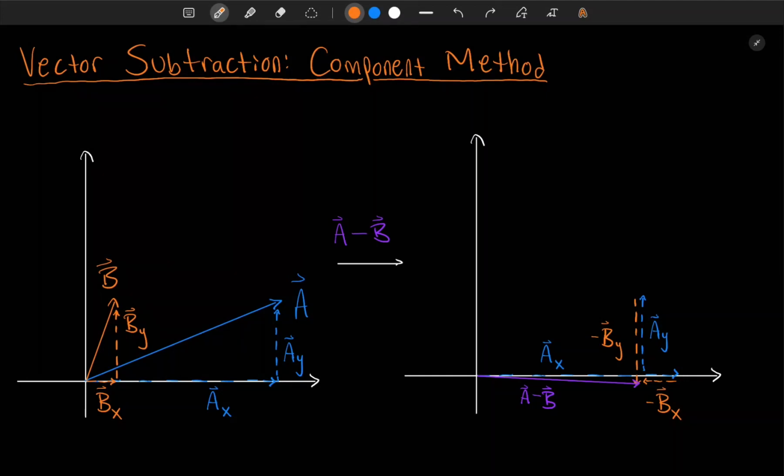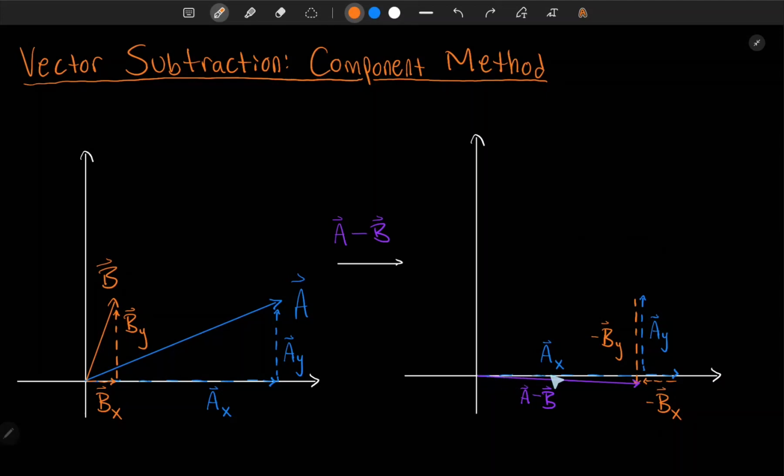Using the component method, again, we draw these components of a and b as we had before. And now, what we did before was we had bx and we moved it to the tip of ax. And that was the new x component. Now, we take bx, we flip it in the other direction, so now it has a negative direction. We still move the tail to the tip of ax, but it's pointing in the opposite direction now, as you can see by the graph on the right.